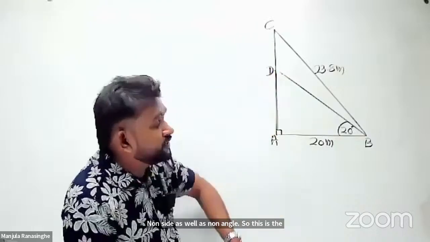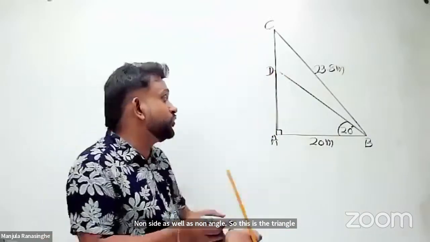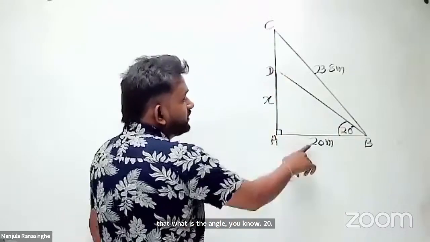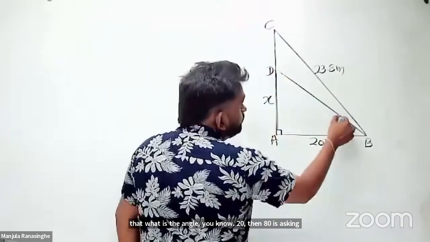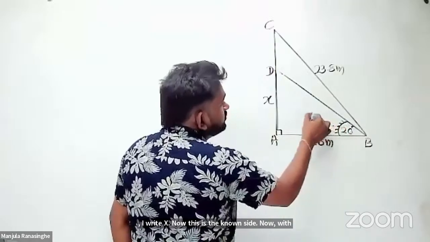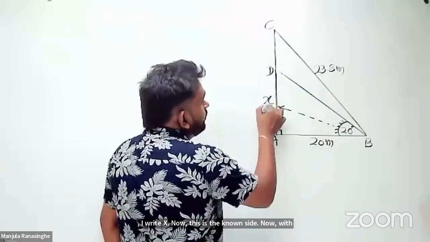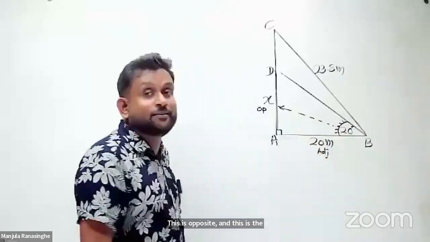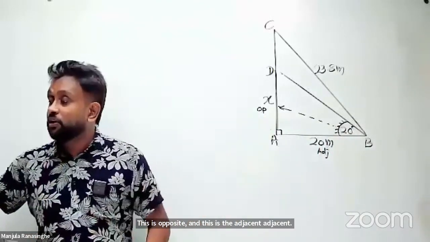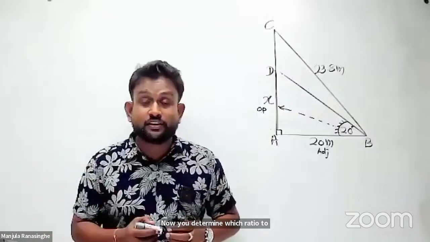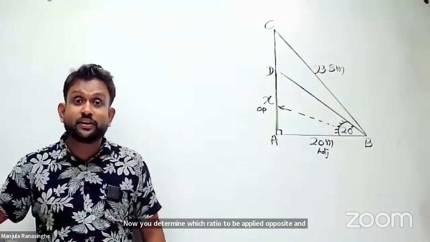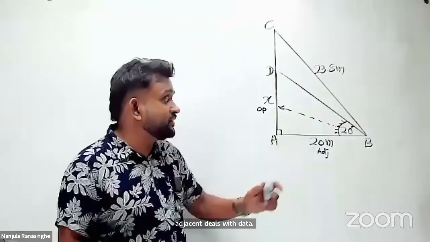In that triangle, the angle you know is 20 degrees. Then AD is asked, so I write X. This is the unknown side. Now with respect to this angle, write their names. This is the opposite and this is the adjacent. Now determine which ratio to apply. Opposite and adjacent deal with tan theta.